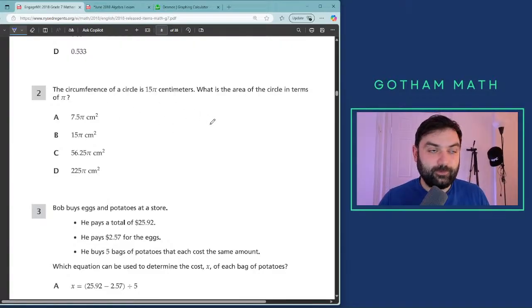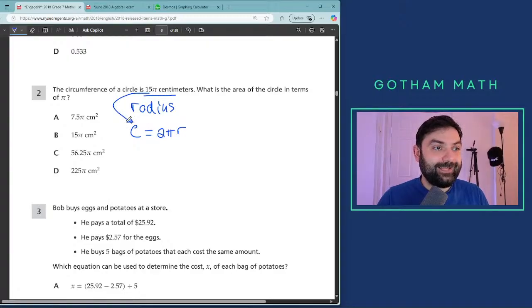So in order to convert circumference into the area, we need to find the radius. The radius is what we need to find anything about a circle, right? So how do we find radius if we know the circumference? For that, we need to know the circumference formula. It's C equals 2 pi r. Out of all of these things, we know what C is because they told us. So instead of the C, we put 15 pi, and we solve for r.